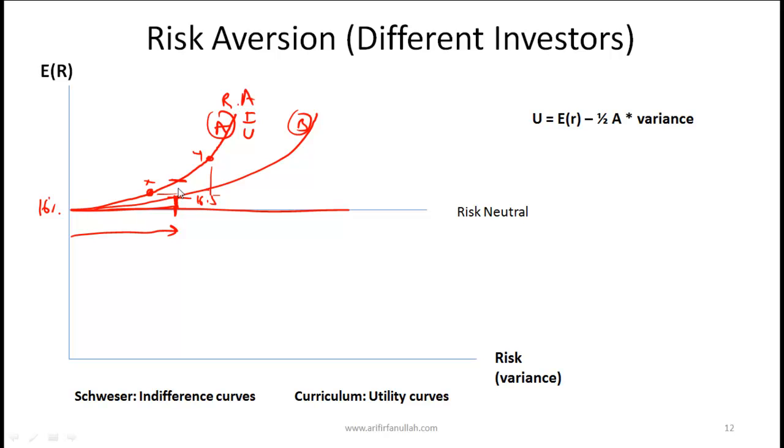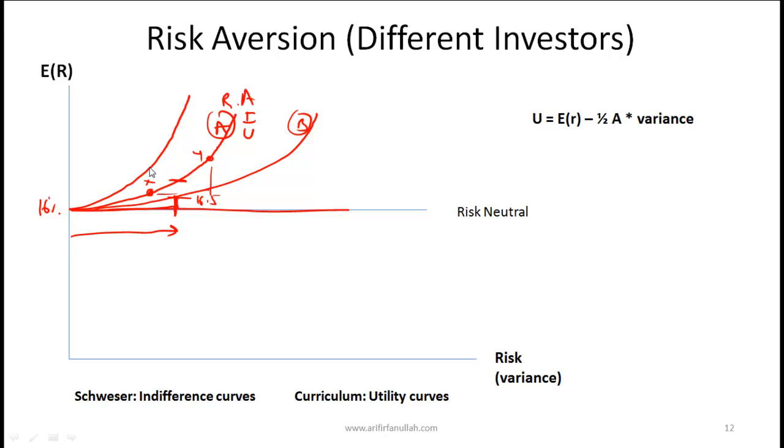So clearly investor A is more risk averse, because to compensate investor A for 1 more unit of risk, we need to give him a much higher return. Investor B is less risk averse, because to compensate him for 1 more unit of risk, we are just giving him a slightly higher return. So the steeper the indifference curve, the more risk averse an investor. Okay, so an investor with this indifference curve will be even more risk averse.